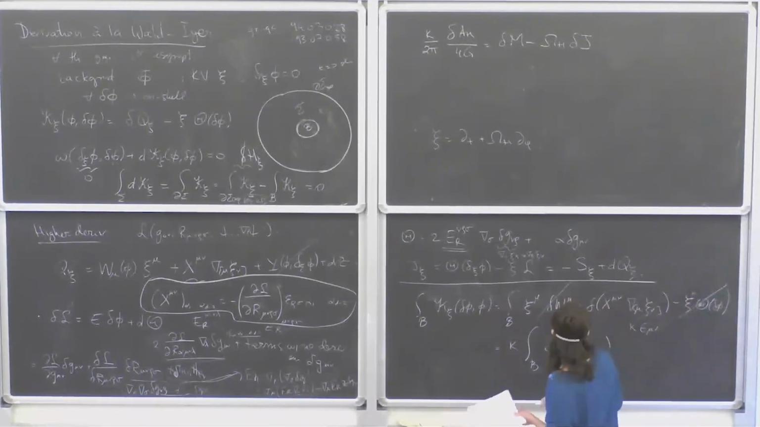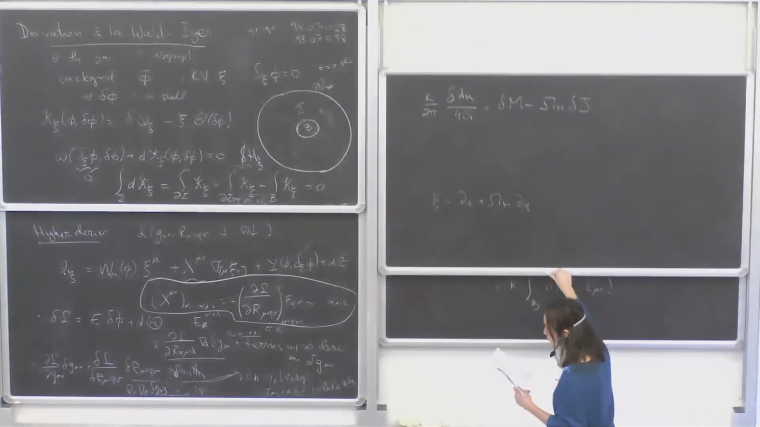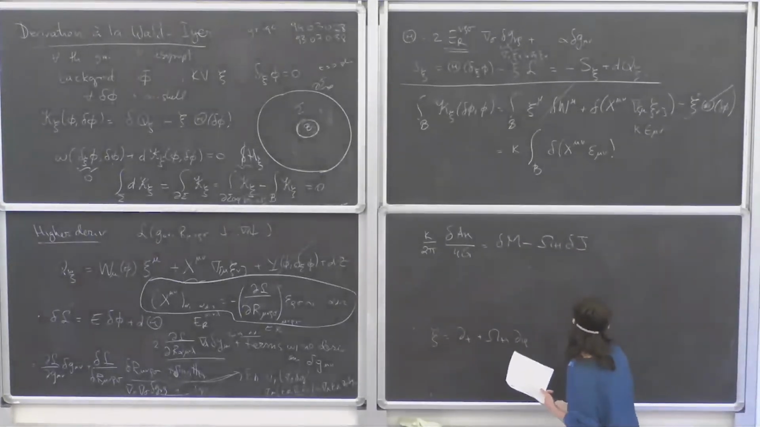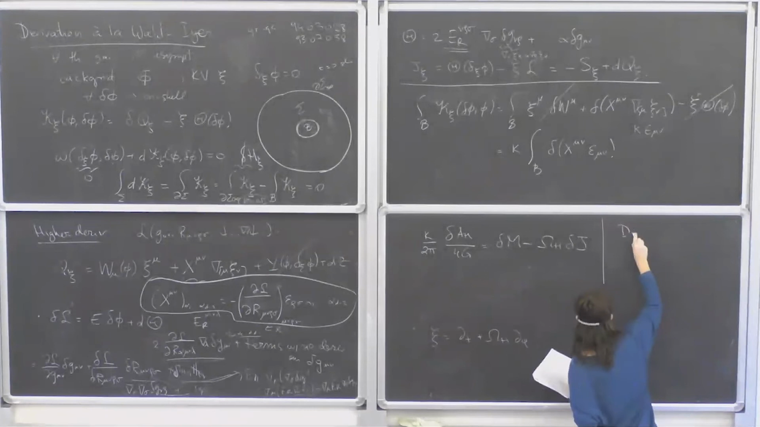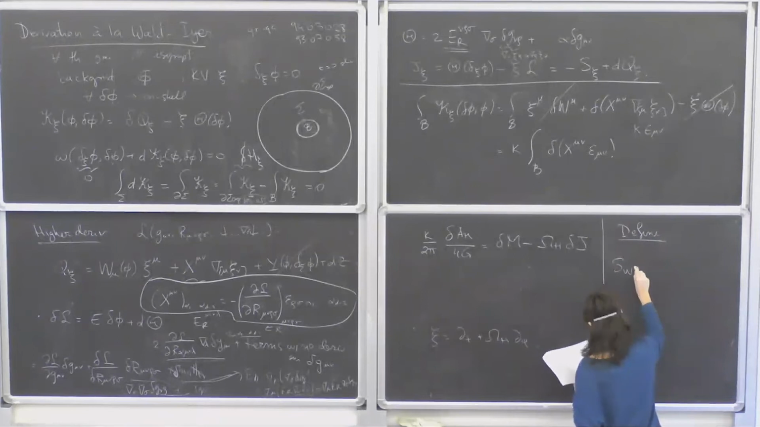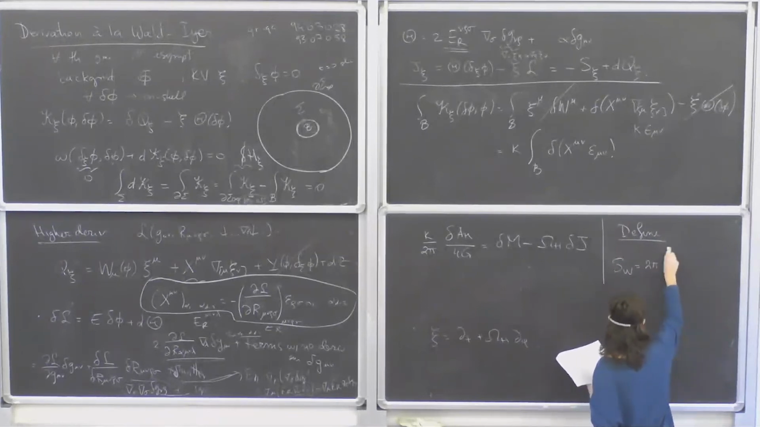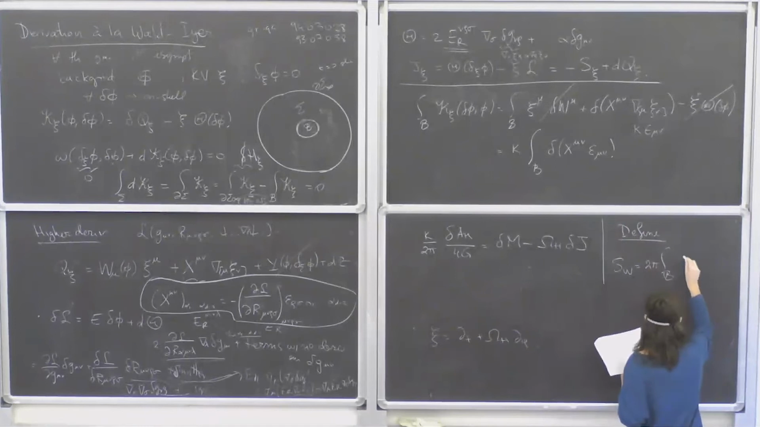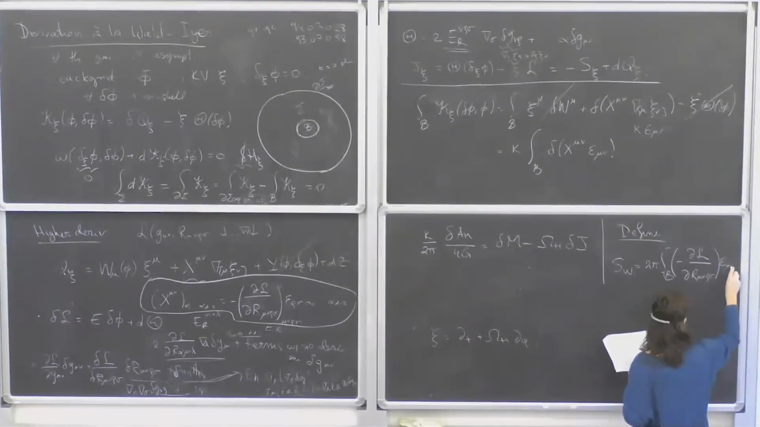And now basically what Wald wants to do, he wants to define the following quantity S_W, which is 2 pi integral over B of minus dL by dR mu nu rho sigma, into epsilon mu nu epsilon rho sigma, times the volume of B.